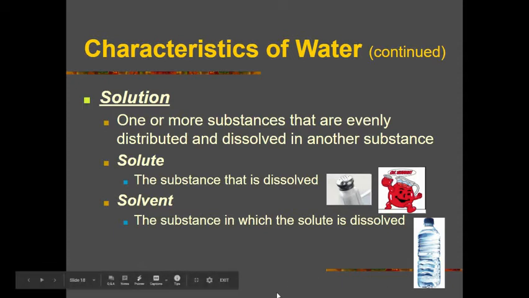We take the solute of Kool-Aid and dissolve it in our solvent of water. The solvent doesn't have to be water. In living things, it almost always is water. But let's say you wanted to make Kool-Aid that was sweeter and more carbonated. And so you took the solute and you dissolved that Kool-Aid in Sprite. Sprite would be the solvent because it's going to help that Kool-Aid get dissolved.